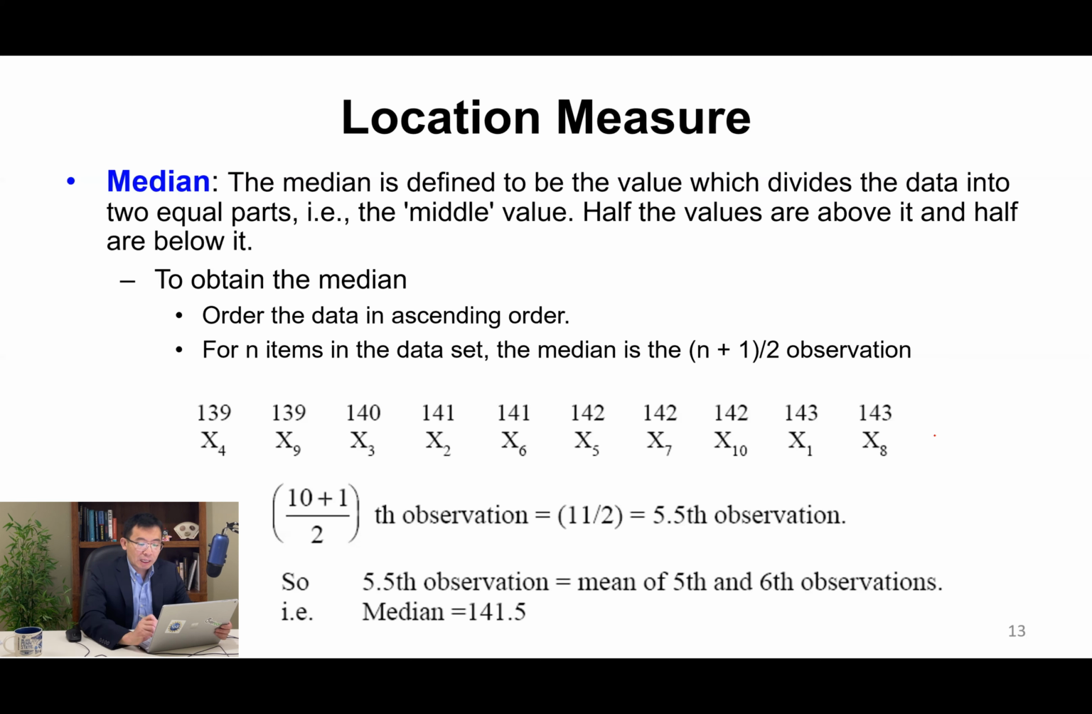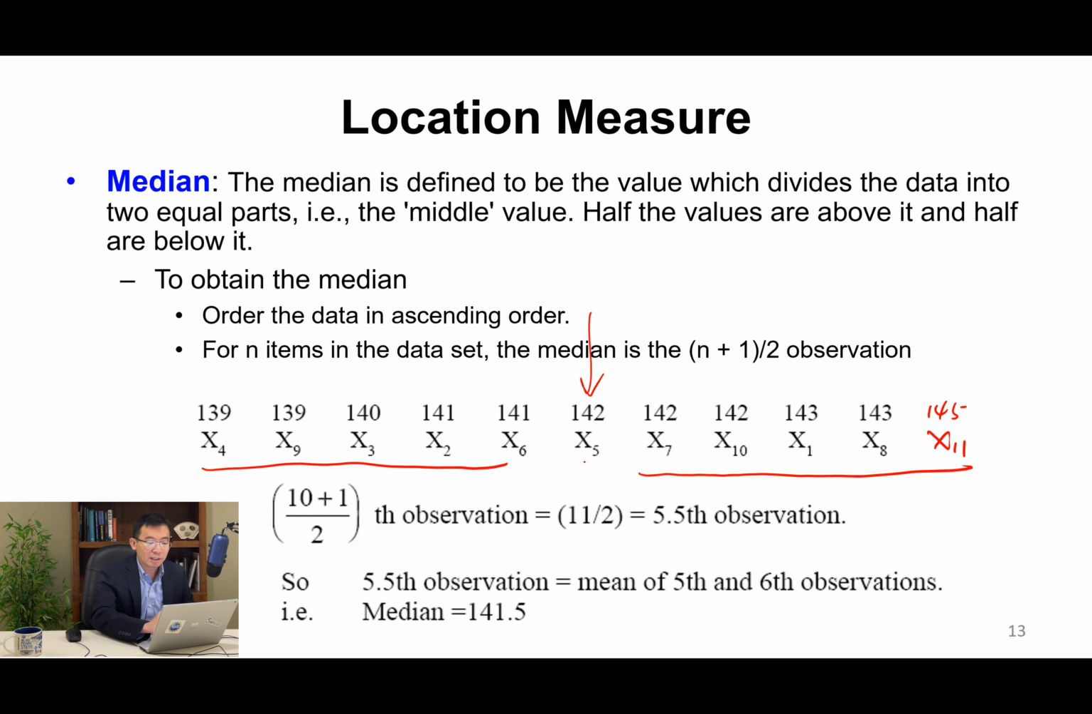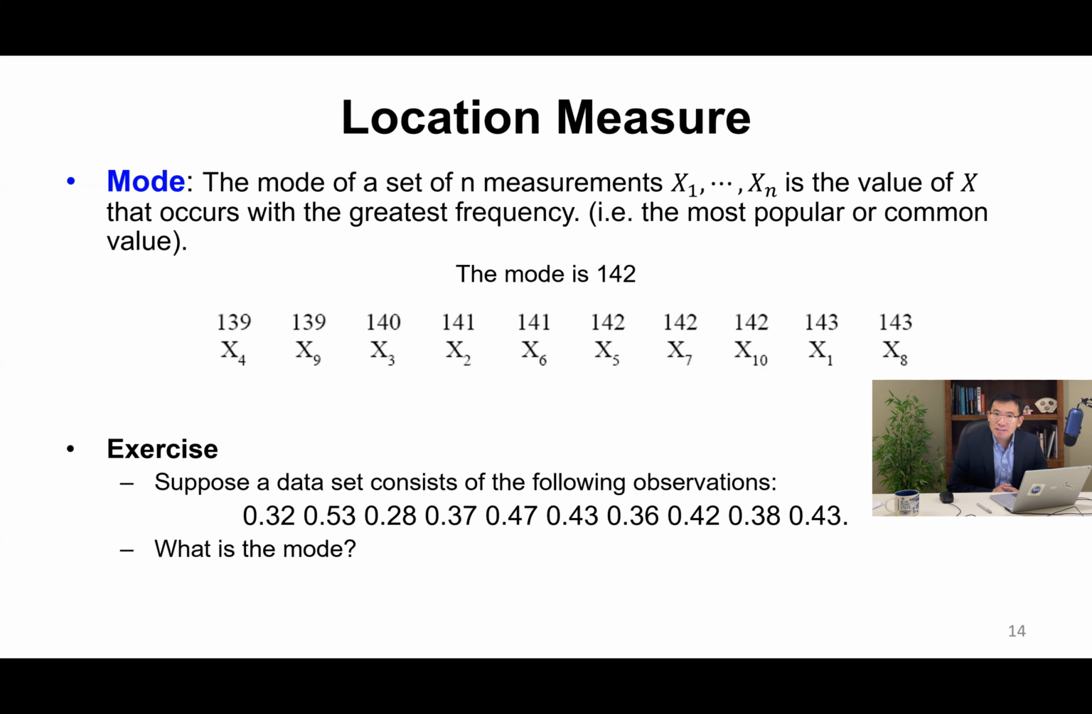So if we have an odd number of values, for example, this is 145, now the middle value will be right here. The median will be 142 because we have 5 here and we have 5 here, and this one is the middle value. The third location measure is mode.